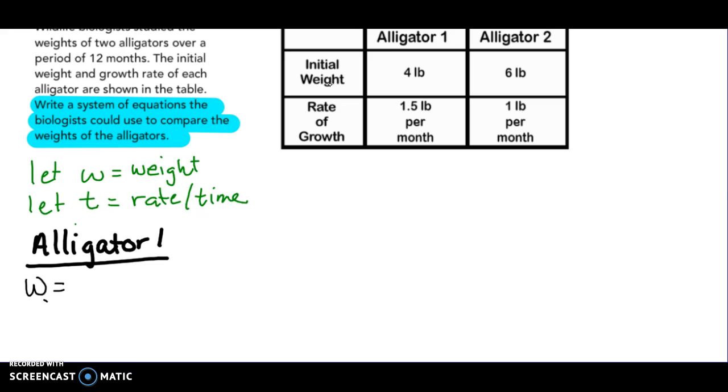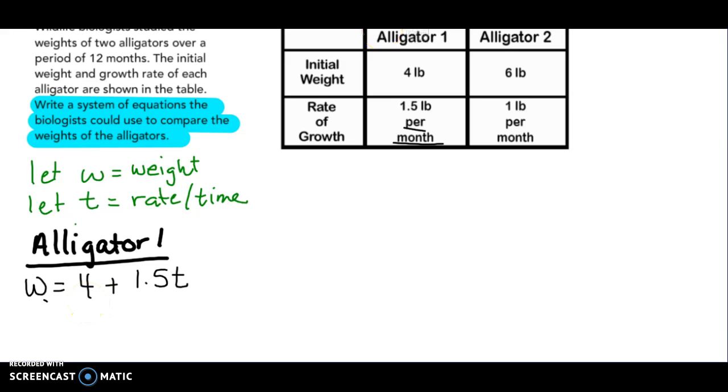So initial weight is going to equal 4 pounds plus my rate of growth that I have, which is 1.5 per month. Remember those vocabulary words we talked about last time. Per month means to multiply. So per month, so 1.5 times our time. So that's how much it changes over the month's time. So this represents the equation of the first alligator.